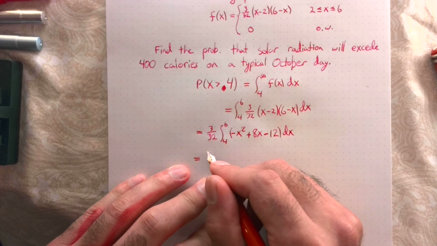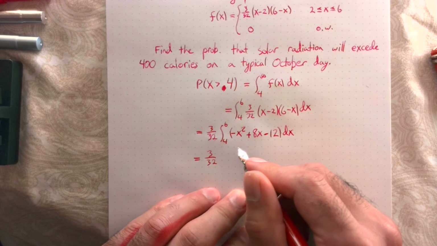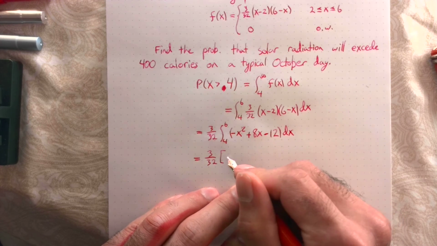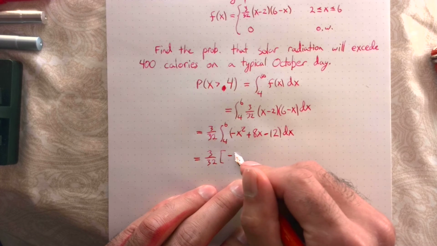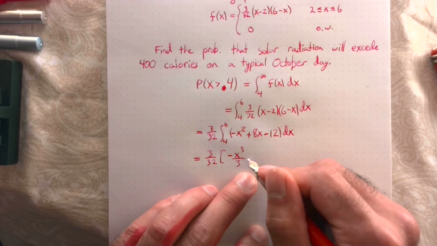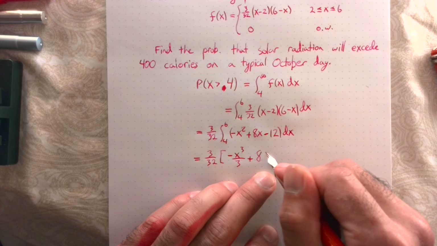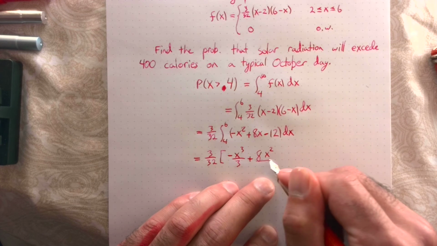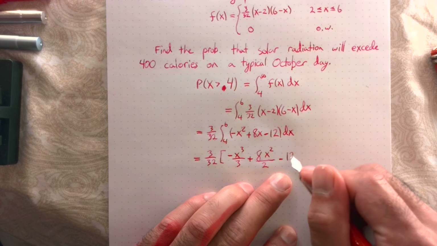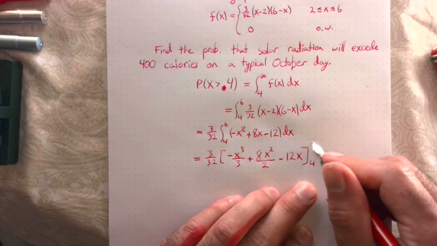this is going to be equal to 3 over 32. And then we want to integrate this, so each term, we're using the power rule. So this is minus, we add 1, so x cubed over 3, the new power, plus 8. Again, we add 1, so 8x squared over the new power of 2, and then minus 12x. And we're evaluating this from 4 to 6.